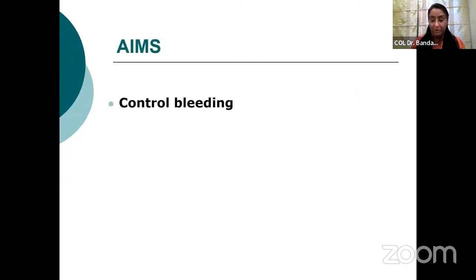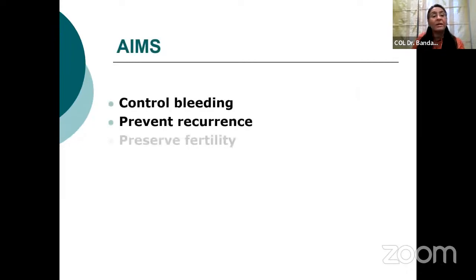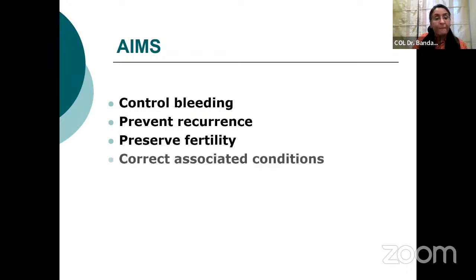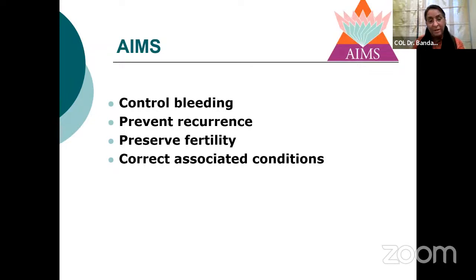The aims of management. Number one, control the bleeding, prevent any recurrence of the bleeding, preserve fertility where it is desired, and correct any associated conditions, like if there is a coagulopathy, consult a hematologist along with it. If there is hypothyroidism, try and correct the hypothyroidism. So these are our aims of controlling an abnormal uterine bleeding. If the aims are clear, the management will itself follow.